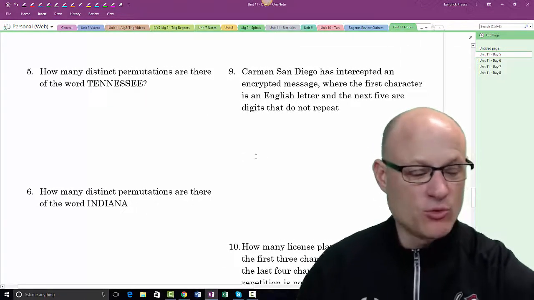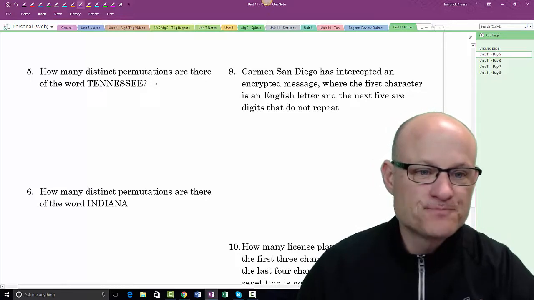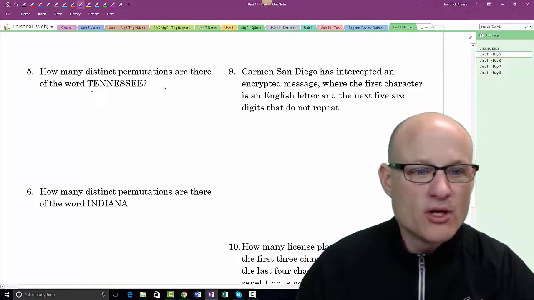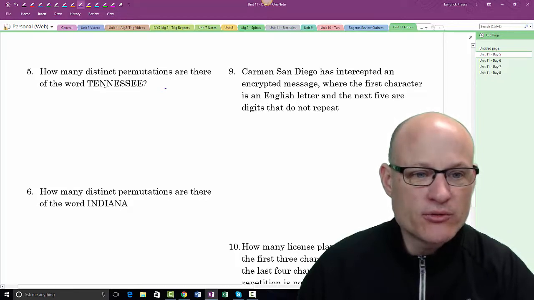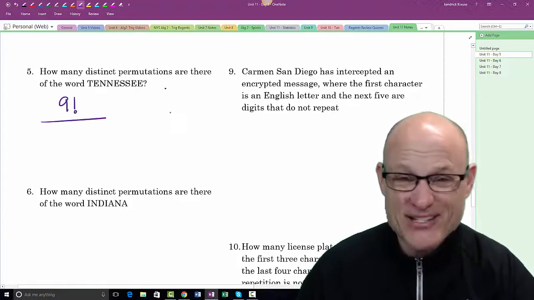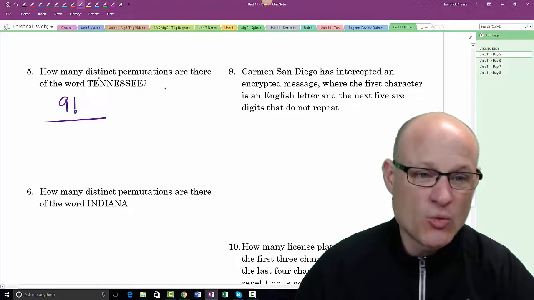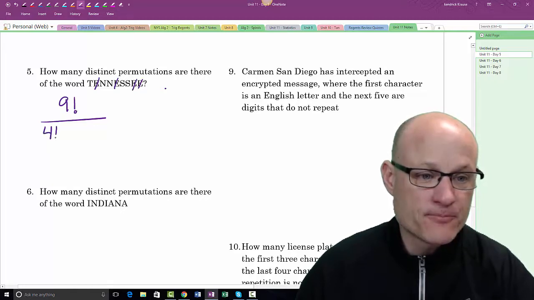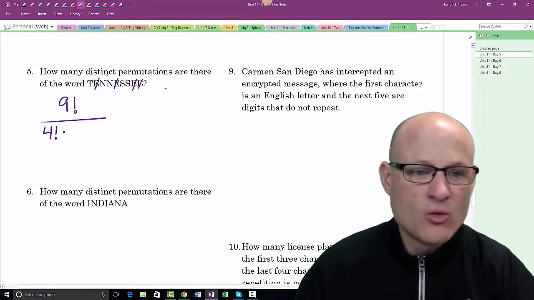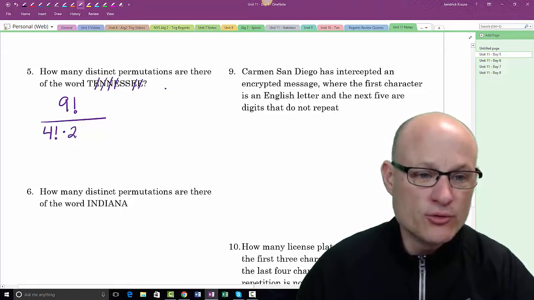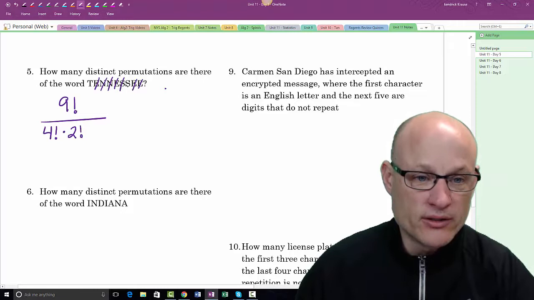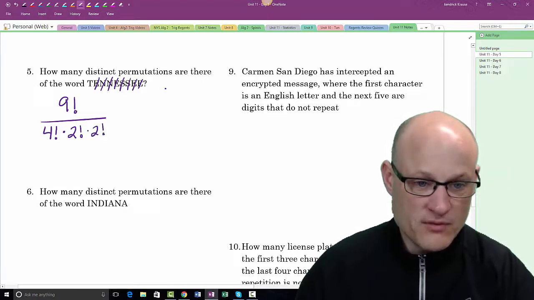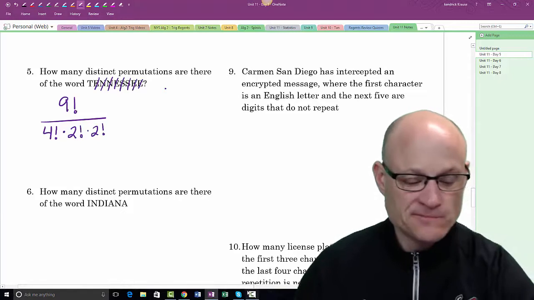This actual word came up on a Regents exam a couple of years ago. The word is Tennessee. 1, 2, 3, 4, 5, 6, 7, 8, 9. If they were all different, it would be 9 factorial. They are not all different. We have lots of repeaters. 4 E's, so we divide by 4 factorial times 2 factorial for the 2 N's, and 2 factorial for the 2 S's. So when you put these on your calculator, just be careful.